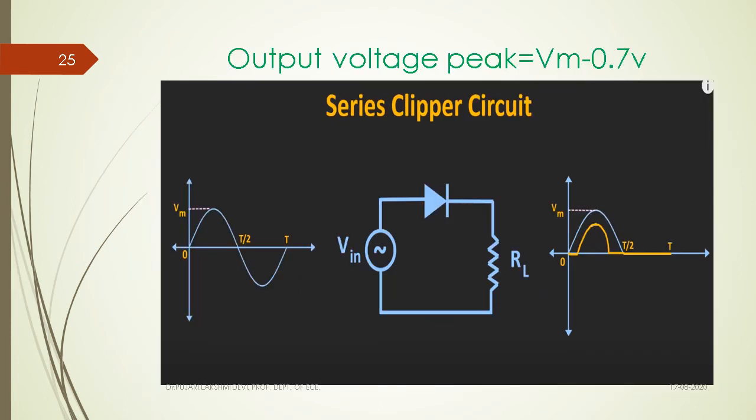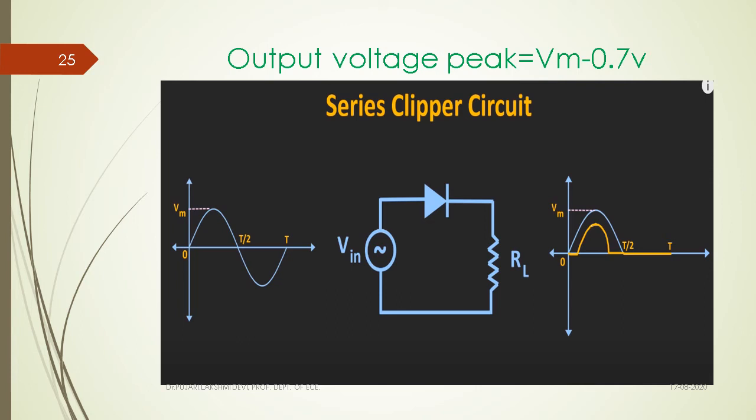Okay, now see the series clipper circuits. Till now we discussed the parallel clipper circuits, by keeping diodes in parallel with the load resistors. Now coming to the series clipper circuit, the diode is in series with the load. Then this is a series clipper circuit. The input waveform is the same as in the last parallel clipper circuits. Now we can observe in what way we get the output waveform for this series clipper circuit.